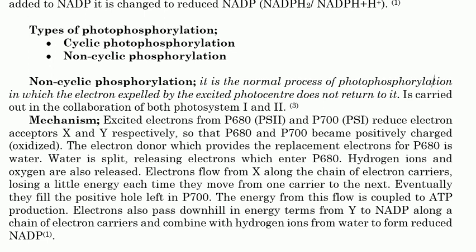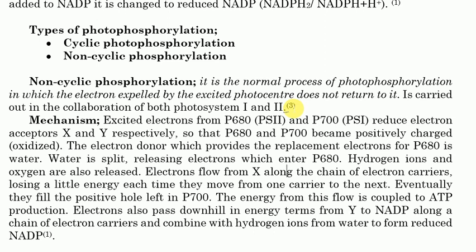It is carried out in collaboration of both photosystem 1 and photosystem 2. Photosystem 1 on its own cannot carry out the process of non-cyclic photophosphorylation without the presence of photosystem 2. Now the mechanism: excited electrons from P680, that is photosystem 2, and P700, that is photosystem 1, reduce electron acceptors X and Y respectively, so that photosystem 2 and photosystem 1 become positively charged or oxidized.